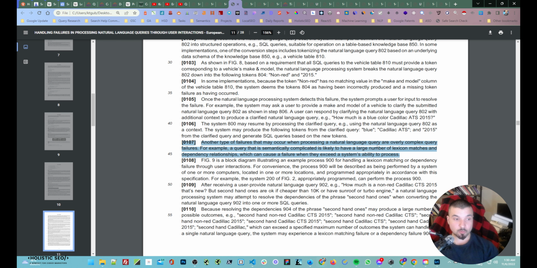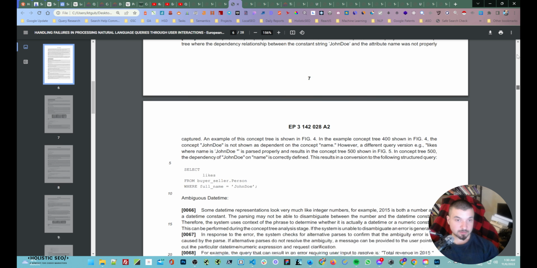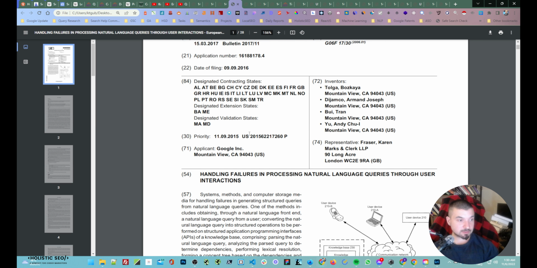Create bigger and more granular topical maps. It will be helping you. If you read the examples in this area, it will be really helpful for you to get what we mean in this section. And probably I will be giving these things to you, but this is the design name here: handling failures in processing natural language queries through user interactions.